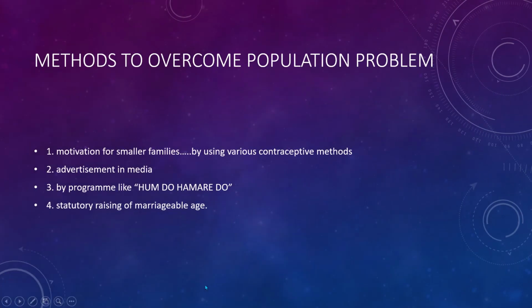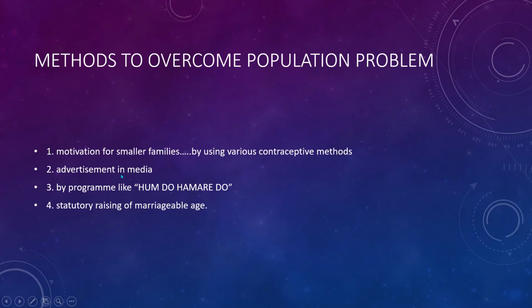Now next, what are the methods to overcome this population problem? Certain methods are there, such as motivation for a smaller family. How does the family become smaller? It is with the help of various contraceptive methods. What are the contraceptive methods? We have to learn in another class.